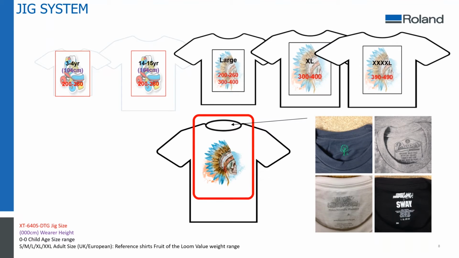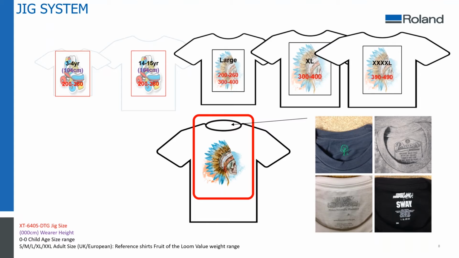The jig sizes allow us to cover a wide range of both children and adult size garments. Even the smallest jig with a print area of 200 by 260 millimeters could be used for baby items through to large adult. And the largest jig of 400 by 490 millimeters is suitable for up to 4XL.